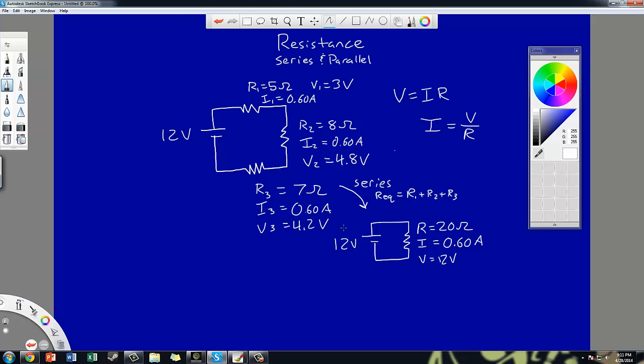One final step, now that I have all my data, is just to do a quick check. If I follow one loop around this circuit, I get 4.2 volts plus 4.8 volts, which gives me 9, plus 3 volts, adds up to 12, which is exactly what I expected.